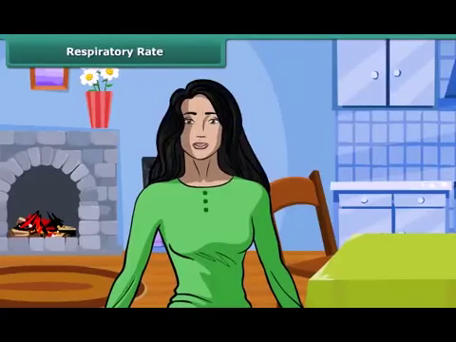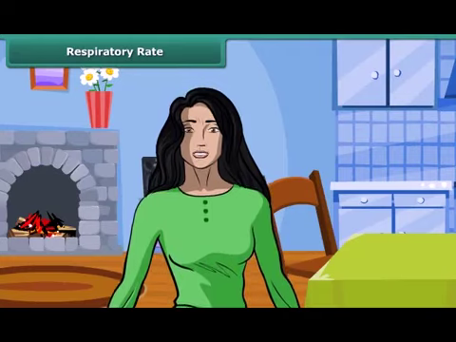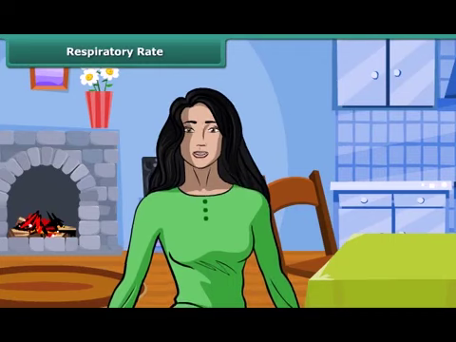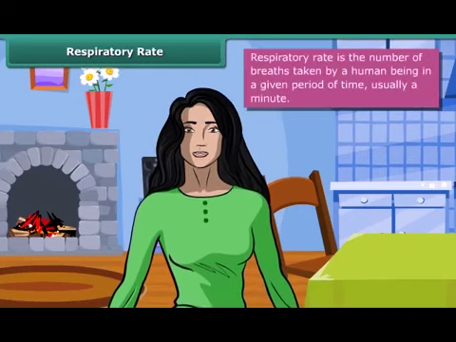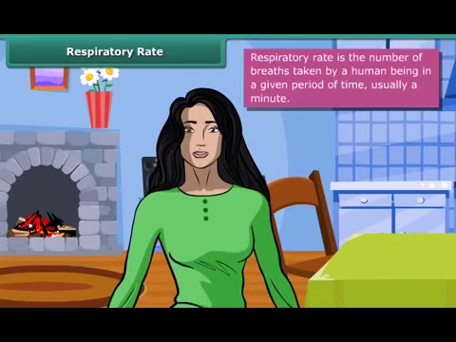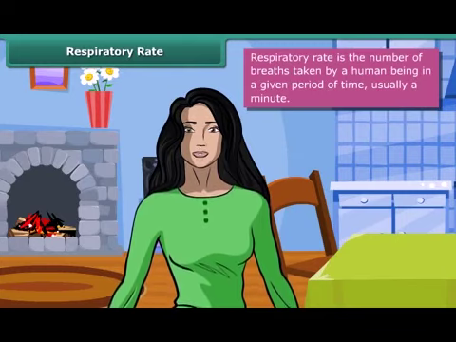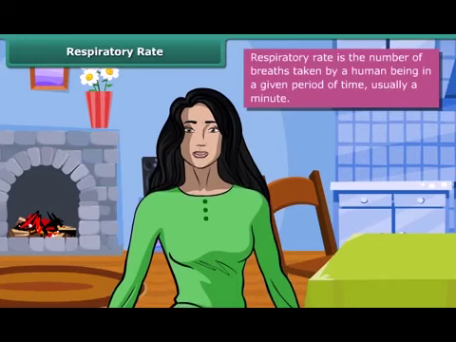Shruti wants to hold her breath, but she can hold it only about 30 seconds. After that, she has to breathe. This is because the body needs oxygen all the time. Taking in of air rich in oxygen into the body is called inhalation, and the giving out of air rich in carbon dioxide is called exhalation.